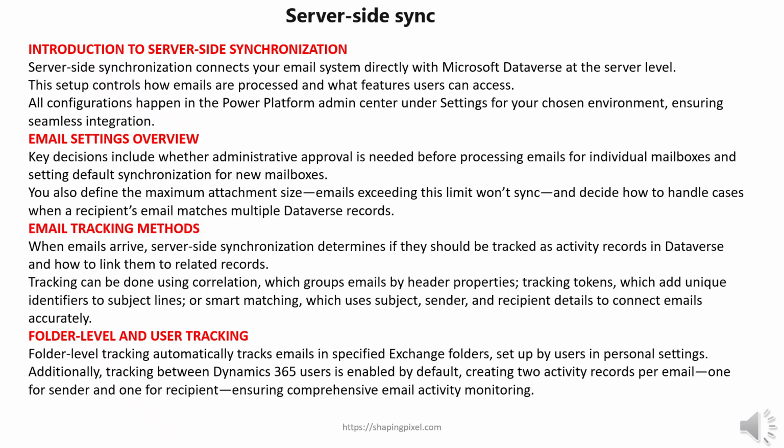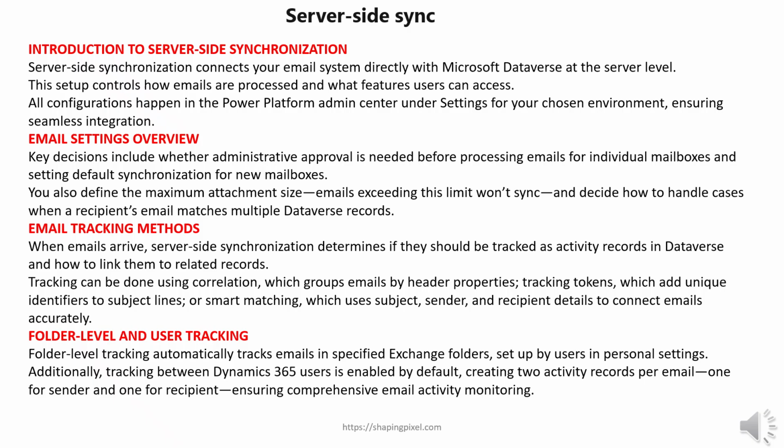Email tracking methods. When emails arrive, server-side synchronization determines if they should be tracked as activity records in Dataverse and how to link them to related records. Tracking can be done using correlation, which groups emails by header properties, tracking tokens, which add unique identifiers to subject lines, or smart matching, which uses subject, sender, and recipient details to connect emails accurately.